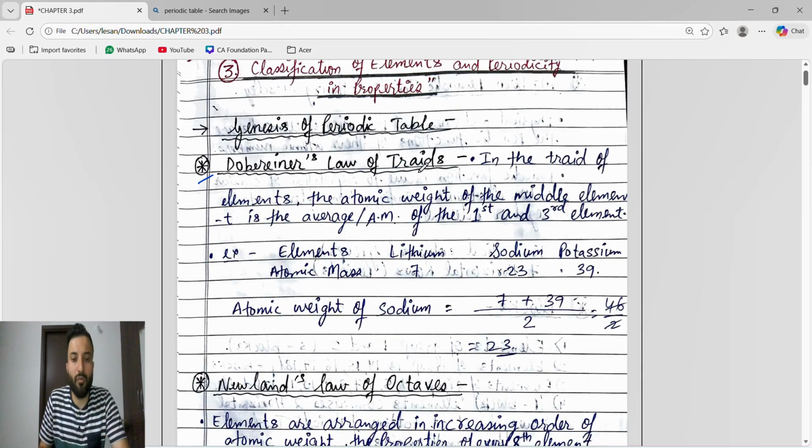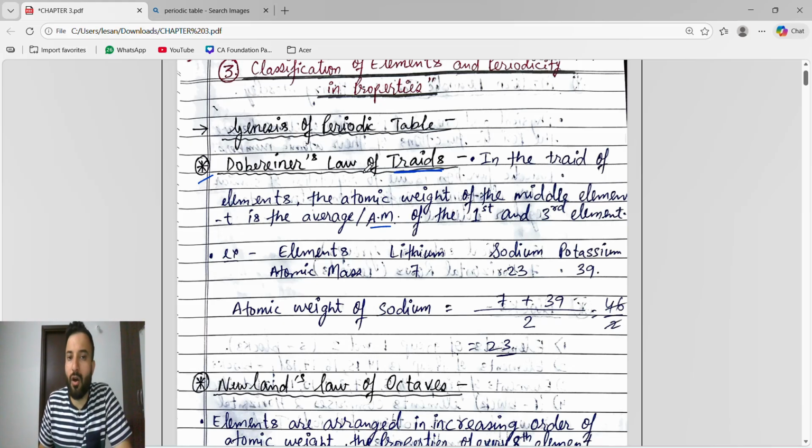Now you see, law of triads. Triad indicates that when we take 3 elements, triad means 3 elements. So in the triad of elements, the atomic weight of the middle element is the average, or what we will say, the arithmetic mean. It's not AM.